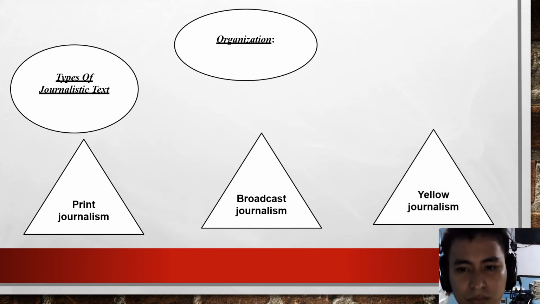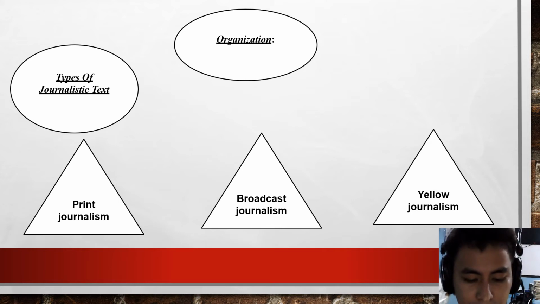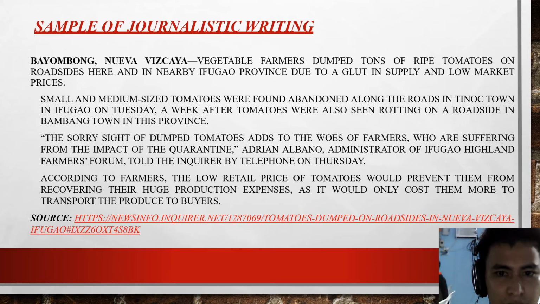Second, broadcast journalism. Broadcast journalism is a type of journalism that is broadcast on radio and television. Next, yellow journalism. It is a type of journalism that uses exaggerated words or sensationalism, and eye-catching headlines. This is one of the examples of journalistic writing. Please follow me while I am reading.